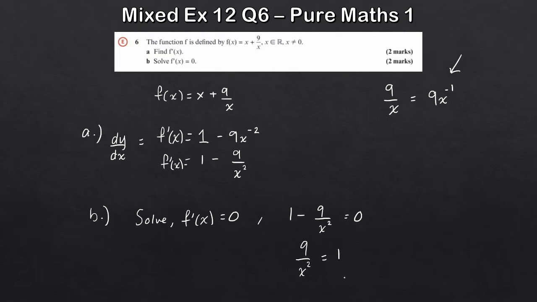Now we want to solve for x here, so multiply through by x squared. I'm going to get 1 times x squared, which is just x squared. So x squared will be equal to 9. Seeing as we have no restrictions about whether x is strictly positive, we're going to take both solutions. Therefore, x will be equal to plus or minus 3. It's not just plus 3, we include the minus 3 as well.